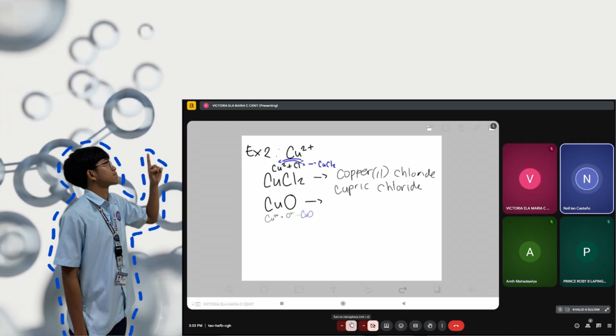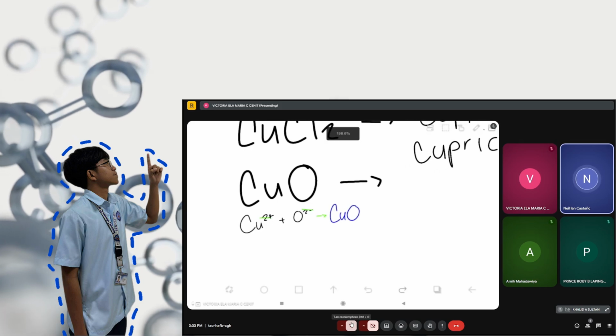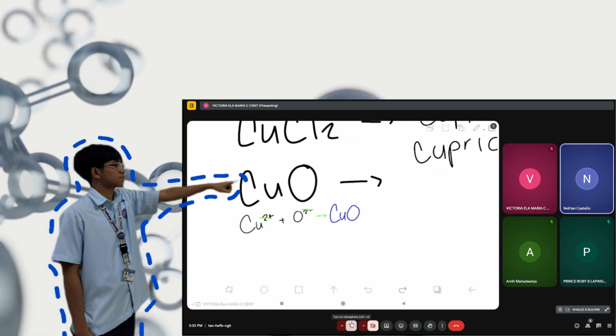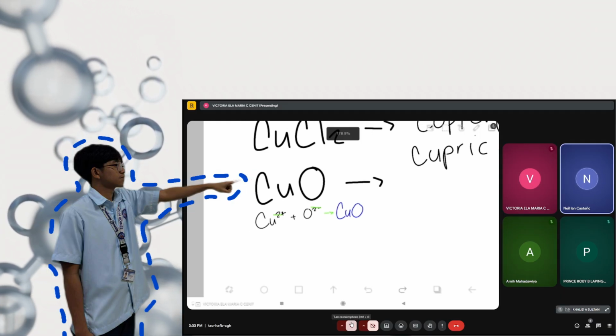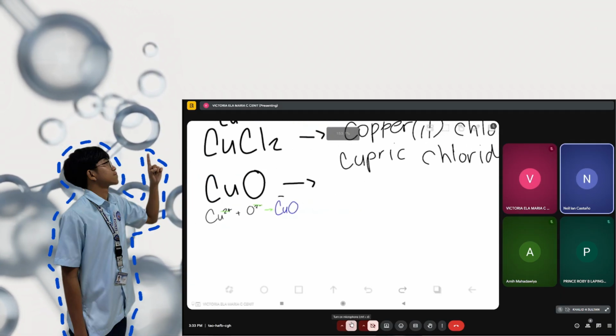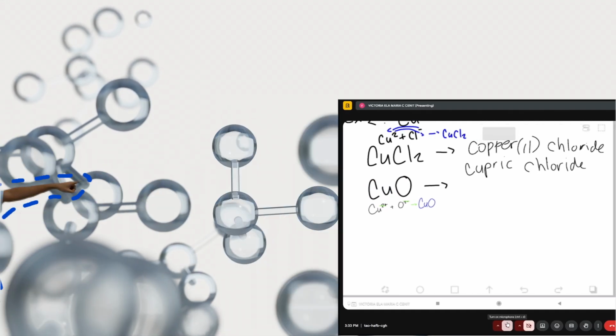Now, for the other example, we will be adding Cu2+ and O2-. As you can see, 2 and 2 are the same, so we can just cancel them out. And it will give us CuO, which is copper(II) oxide or cupric oxide.